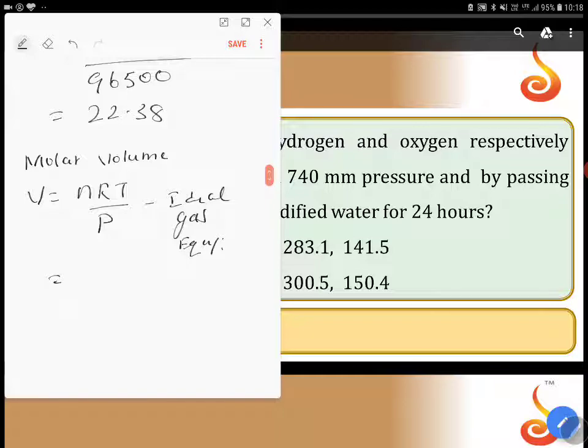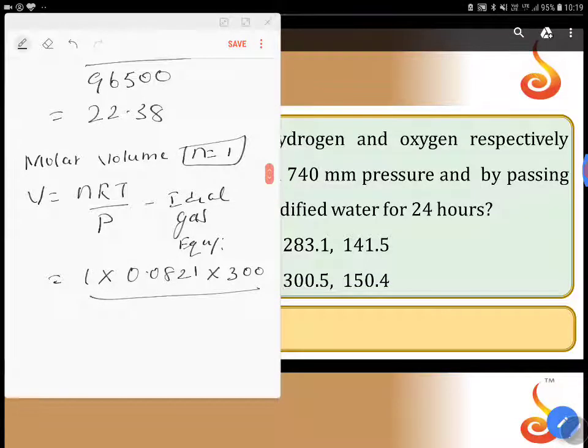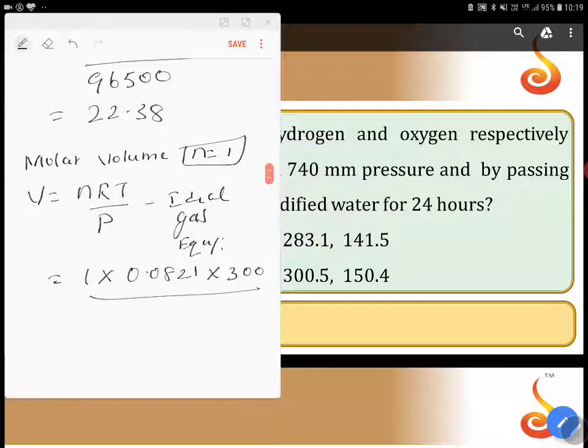Now, number of mole is 1. Molar volume means number of mole is 1. Into gas constant is 0.0821 atmospheres, into temperature is 27 degrees Celsius, we have to convert it to 300 Kelvin, divided by pressure. If you see the question, they have given the pressure in terms of millimeter of mercury, so convert it to atmospheres.